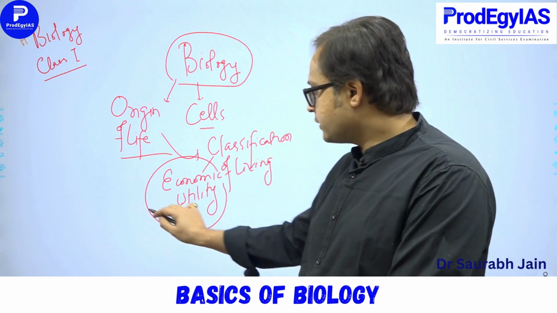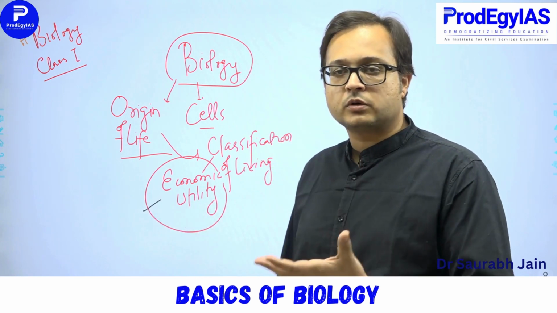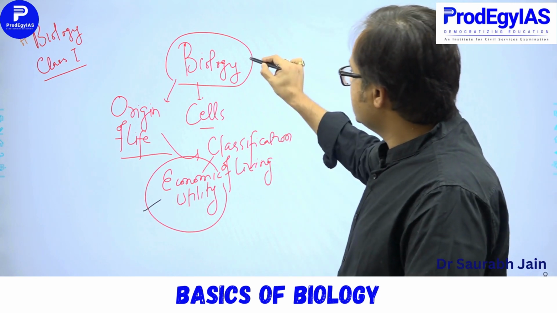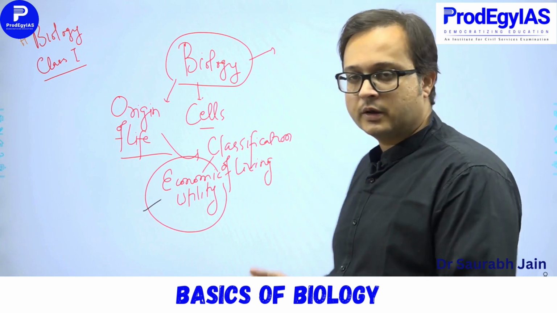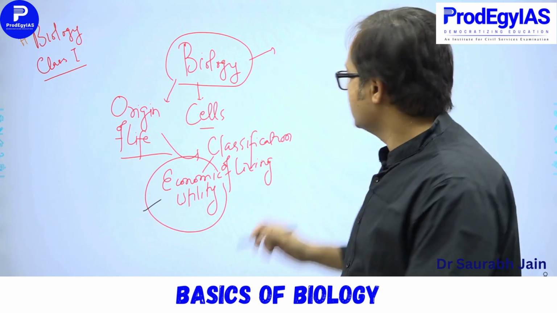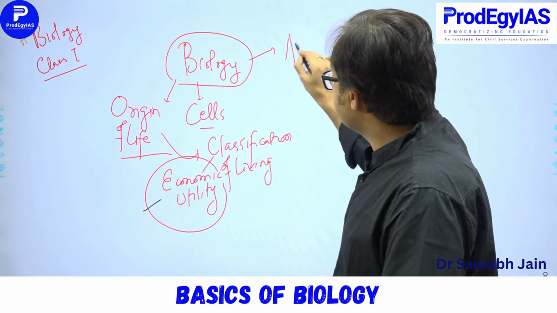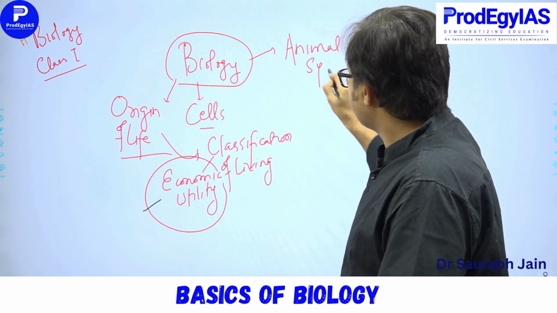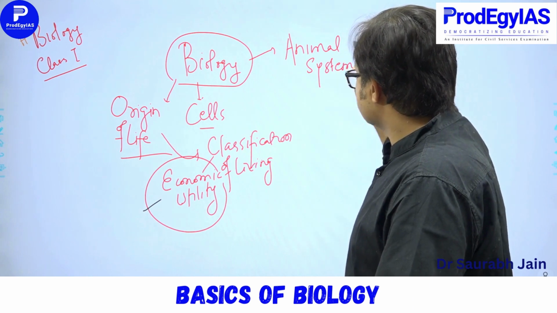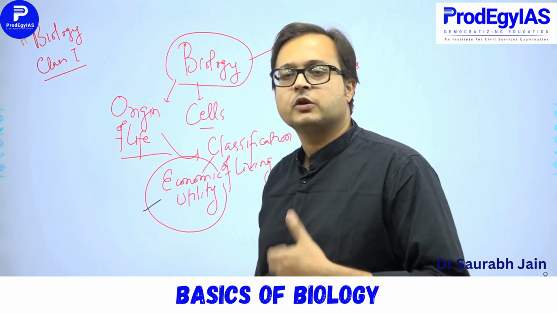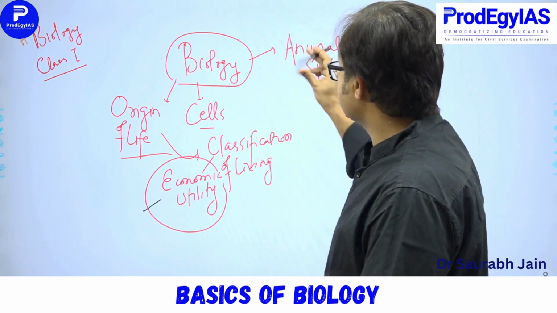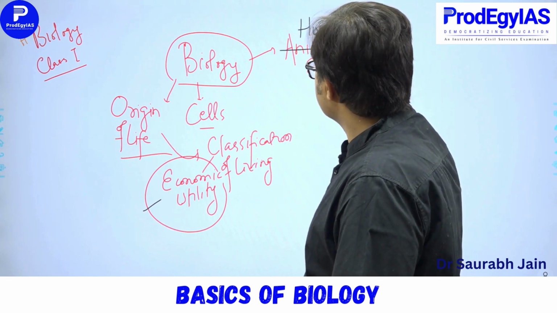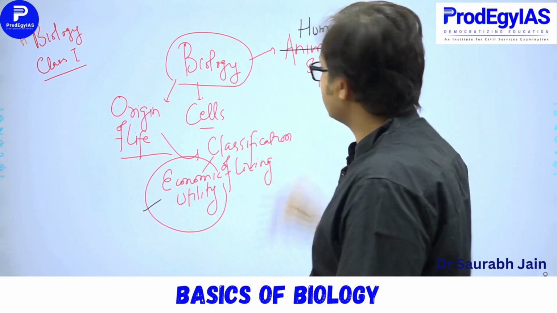So the economic utility of the living beings, or the economic significance of the living beings, that would be taken up over here. The fourth aspect of this would deal with the animal system and diseases. Animal systems, different animal systems. In fact, we'd not say animal system, rather we should say human system. That would be more appropriate to say also, right?